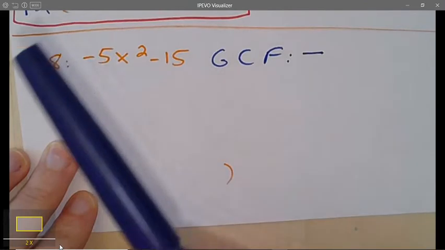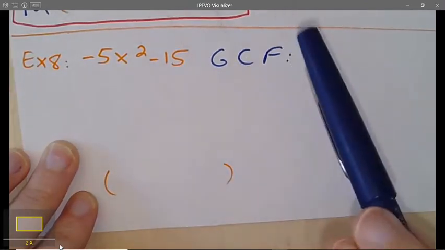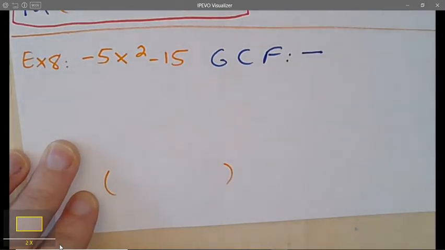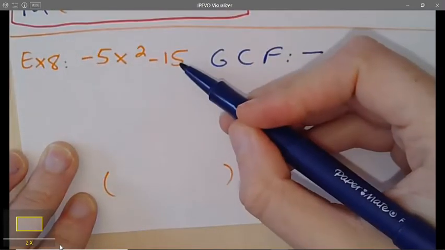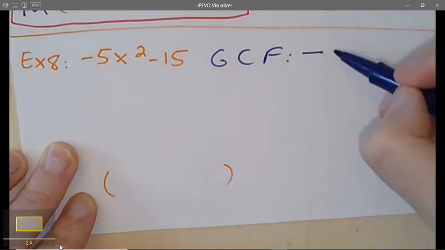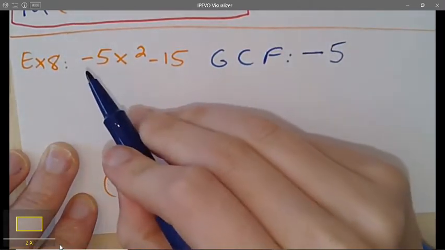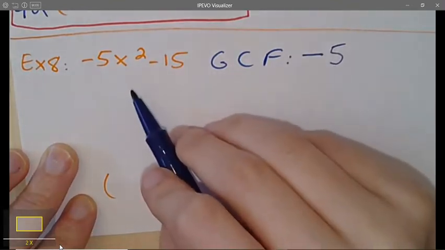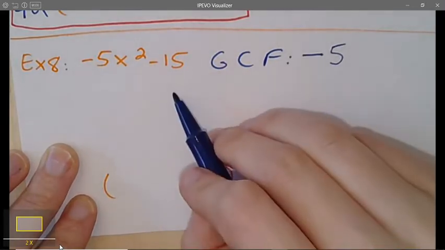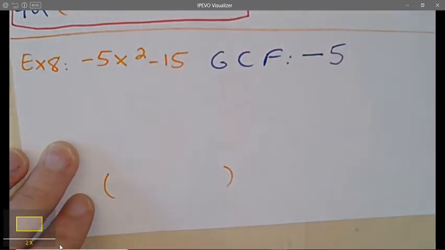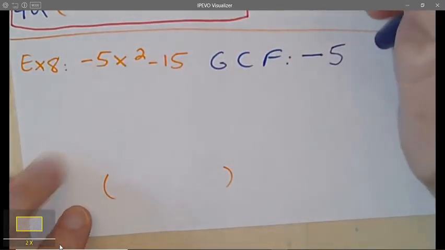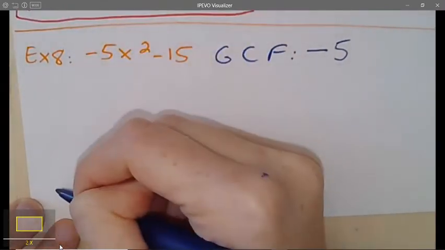So just be careful. If your leading coefficient's ever negative, make sure you also factor out a negative number or include that in your GCF. So let's look at our numbers. What is the largest number that will divide into 5 and 15? It would be a 5. And again, since our leading coefficient is negative, technically it's a negative 5. So just be careful. And I don't have a variable in both of my terms. I only have it in the first term. Shucks, right? Since I don't have a variable in both of my terms, I cannot include it in my GCF. So my GCF is simply going to be negative 5.